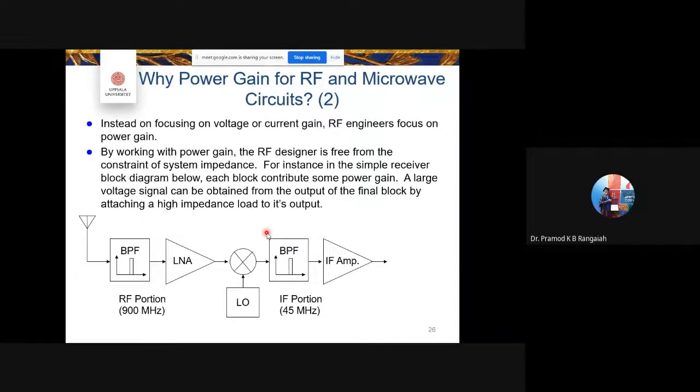And when we talk about a receiving system generally, it is an antenna followed by some filters and a low noise amplifier.